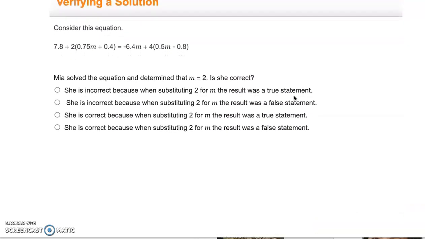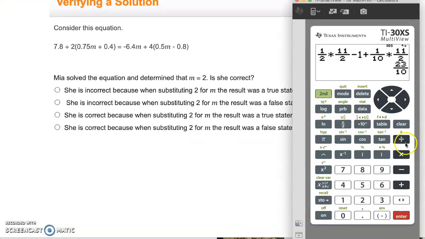So let's verify this solution. Mia solved the equation to determine that m equals 2 is the solution. Is she correct? Well, how do we know? Let's pull in our calculator and let's find out. So we're going to say 7.8 plus 2 times 0.75 times 2 plus 0.4, and you could put 0.4 and 0.75, but you don't need to on your calculator. So, and we get 11.6.